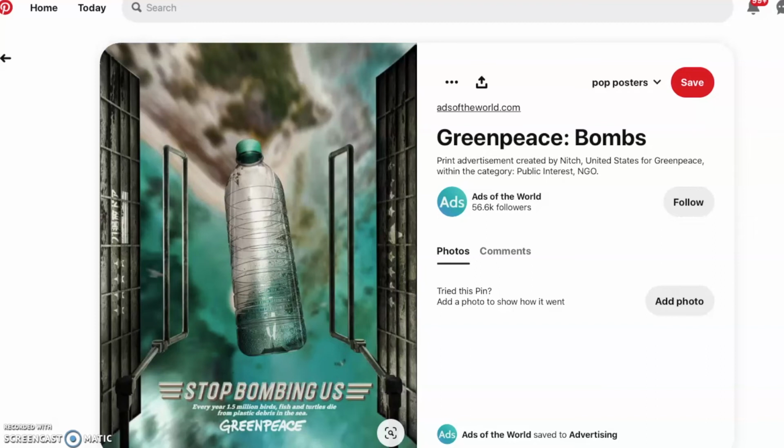So putting together two different things, right? The plastic bottle, and how it's destroying the earth, and turning the plastic bottle into a metaphor. The metaphor is really that the bomb is replaced by the bottle in a visual that looks like it's being dropped out of a plane.